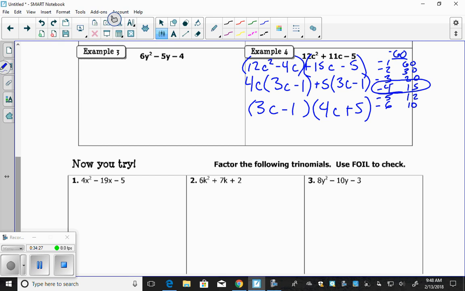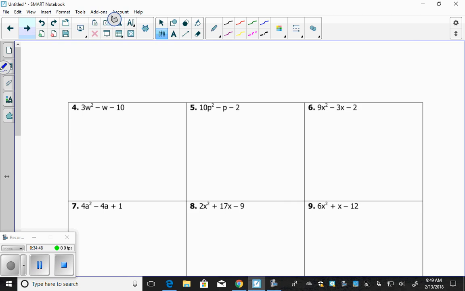So that's the answer: 3C minus 1 and 4C plus 5. So it is the exact same steps. Okay? Let's look at the next page. I'm going to do one more.